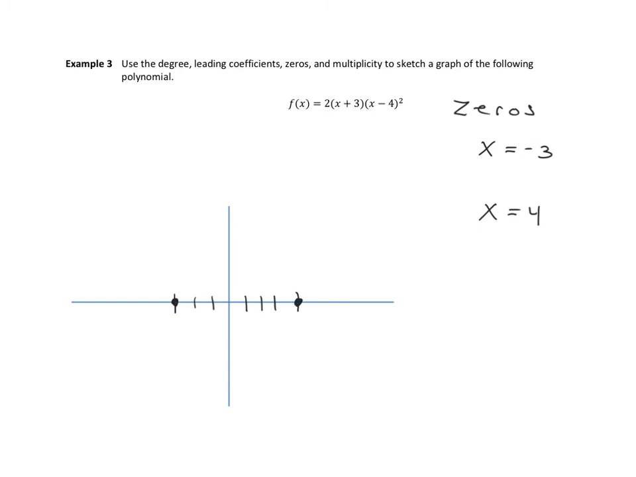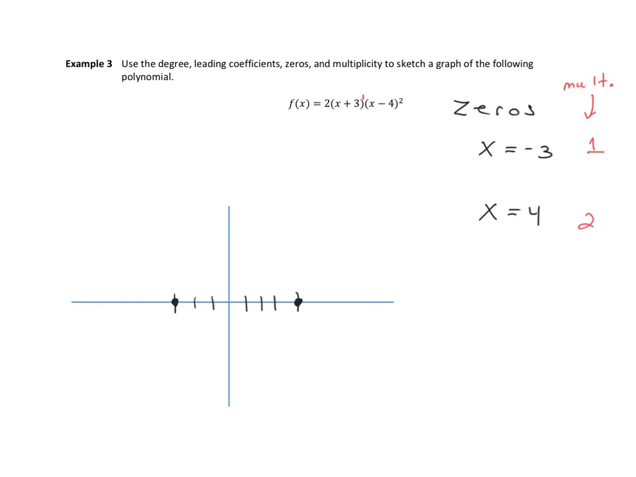Also, I know the multiplicities. I'll put a 1 in here to indicate that at -3, the multiplicity is 1, and at +4, the multiplicity is 2. So I got that by looking at the exponents. This tells me that the graph must cross here at -3, but it has to stay on the same side here at +4.